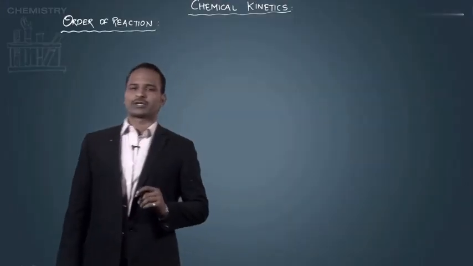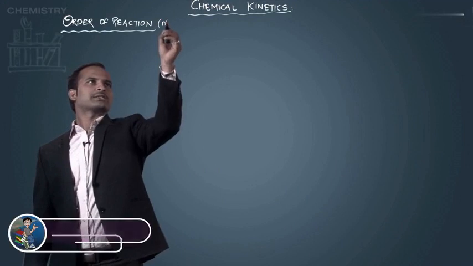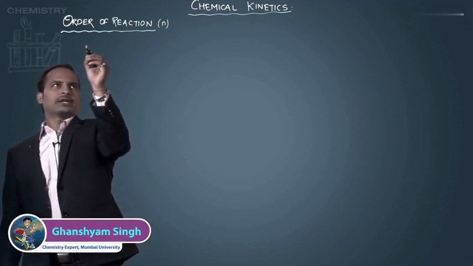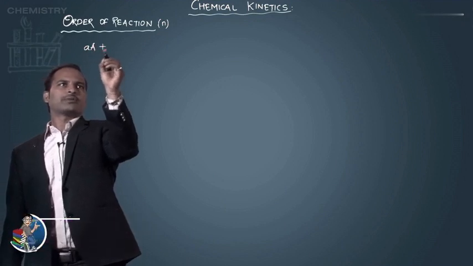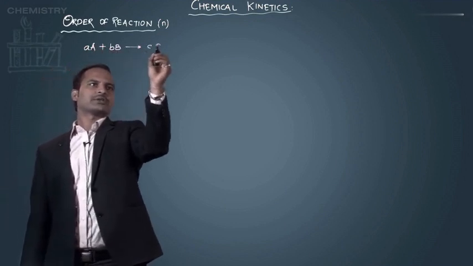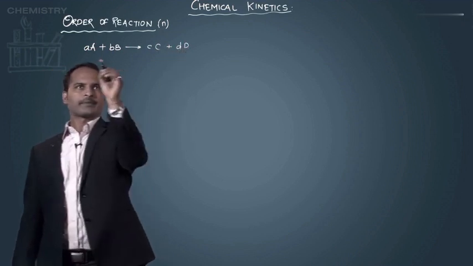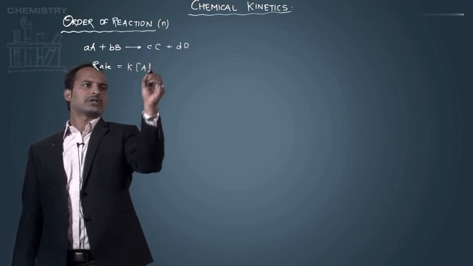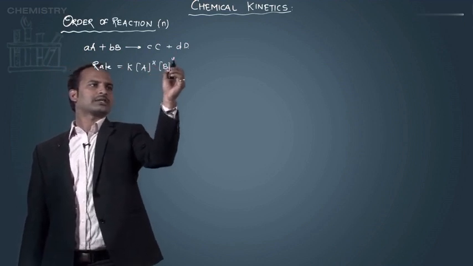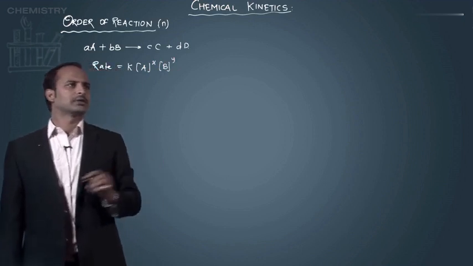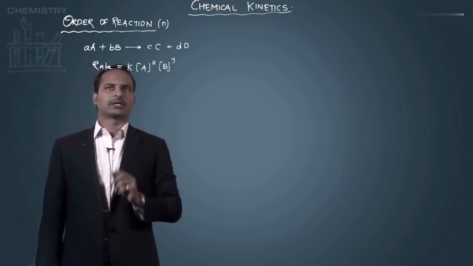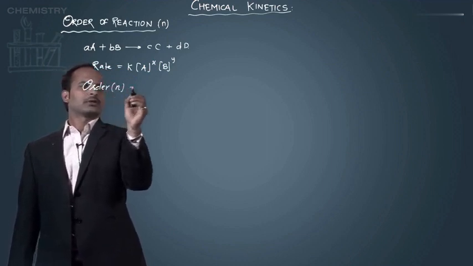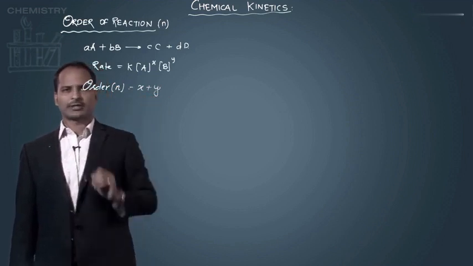Okay, we did order of reaction. Order of reaction, as I said, is represented by the small letter n. Suppose a moles of A plus b moles of B gives c moles of C plus d moles of D, and its rate law is going to be K into molar concentration of A raised to X and B raised to Y, where X and Y, I said, are experimental values which we get from the experimental data. So if I'm writing the order of reaction, then we just saw that order is going to be the sum of powers, that is X plus Y.